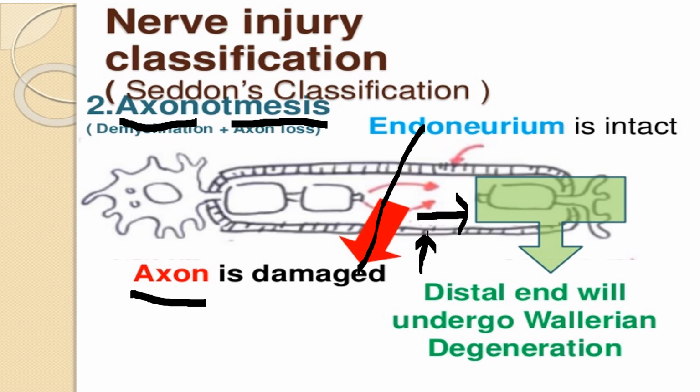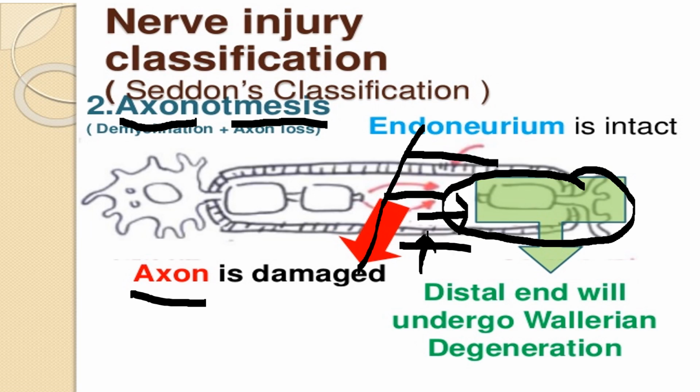But the beauty of this injury is that when this part undergoes degeneration, it is cleared by the macrophages, and then there is regeneration as the endoneurium is intact. There will be regeneration from this part and here also. So this injury can be reversible. It is not always reversible, but it can be reversible.